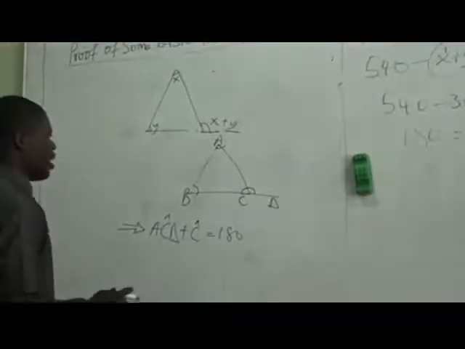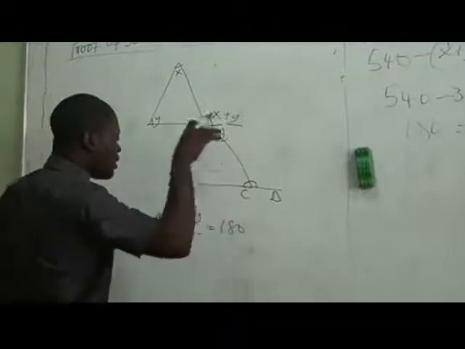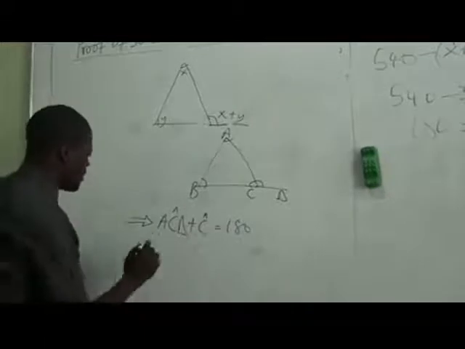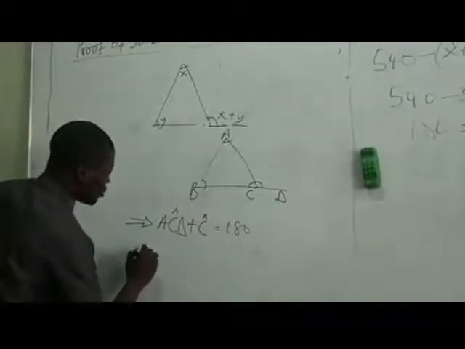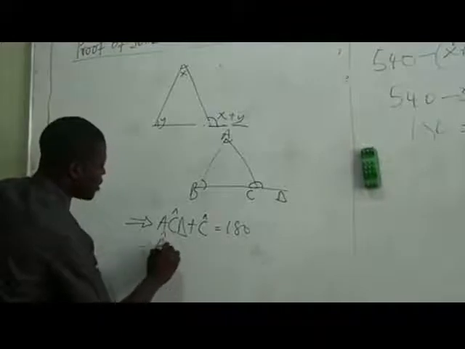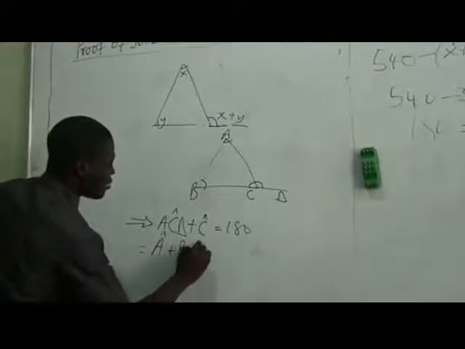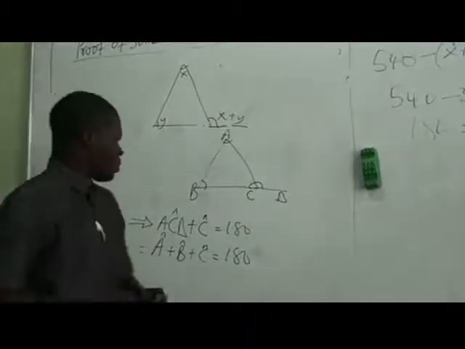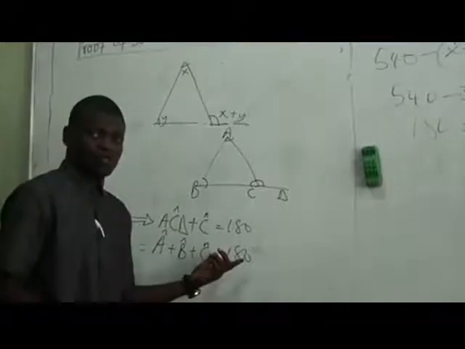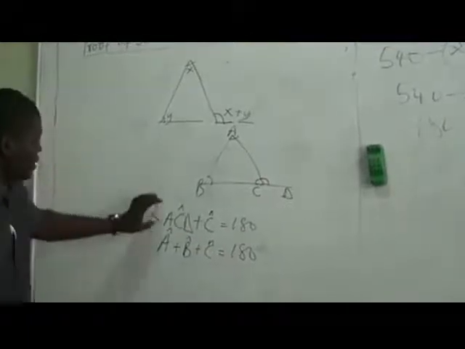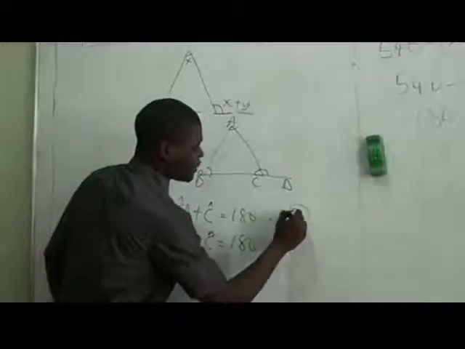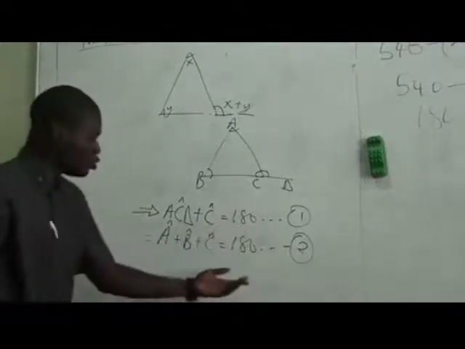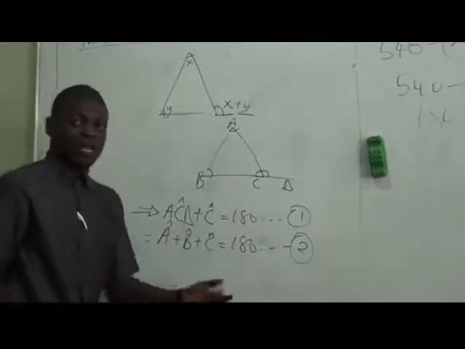Now, you also know that the sum of angles in a triangle is equal to 180 degrees. Now, look at it. We now have angle A plus angle B plus angle C equal to 180 degrees. Now, you will see that both of them give us 180 degrees. You can call this equation 1 and this equation 2. Equation 1 equals equation 2 because both of them are giving us 180.